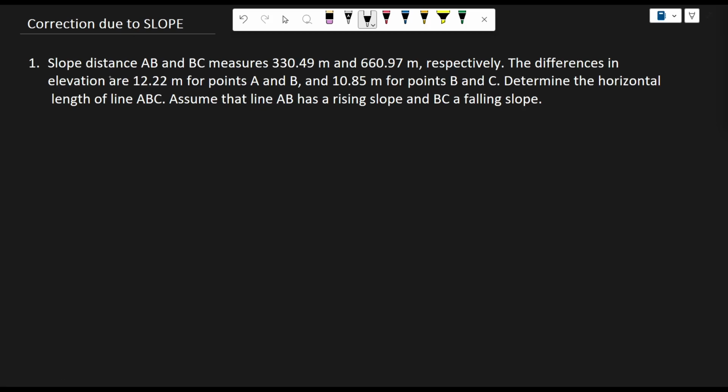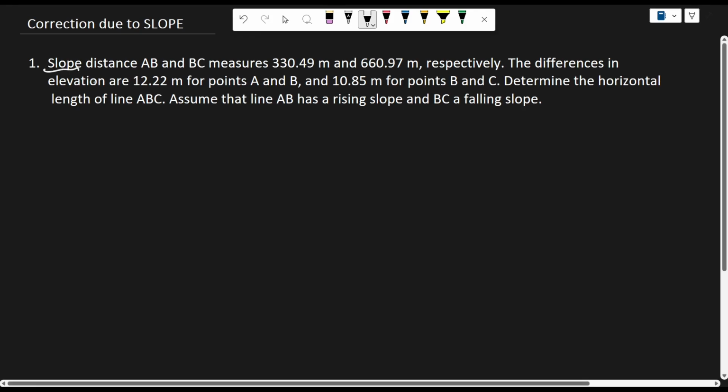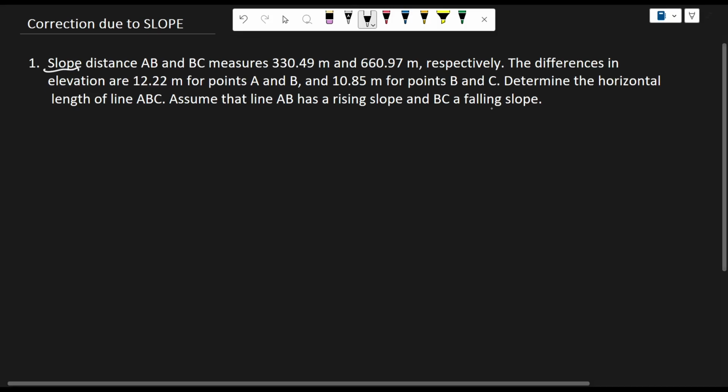Slope distance AB and BC measures 330.49 meters and 660.97 meters respectively. Let's take note, these are slope distances. The differences in elevation are 12.22 meters for points A and B and 10.85 meters for points B and C. Determine the horizontal length of line ABC. And we're going to assume that line AB has a rising slope and BC a falling slope.